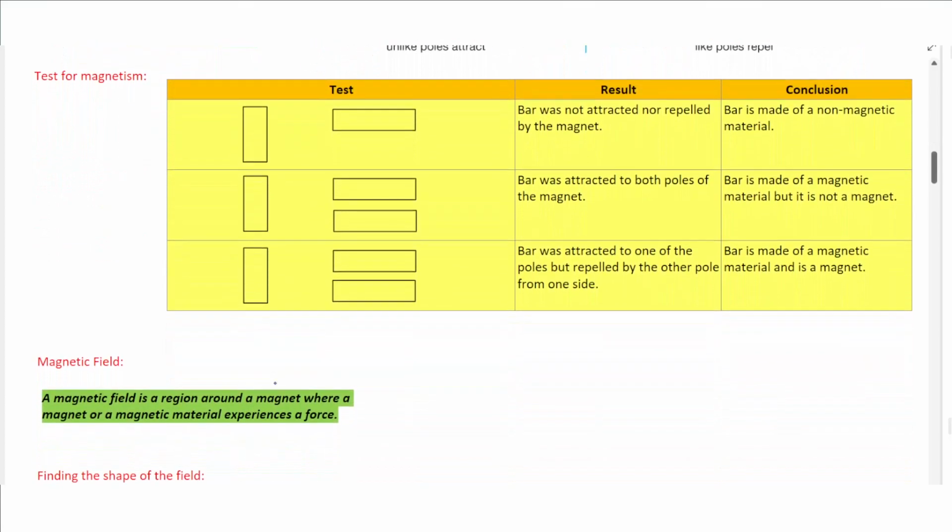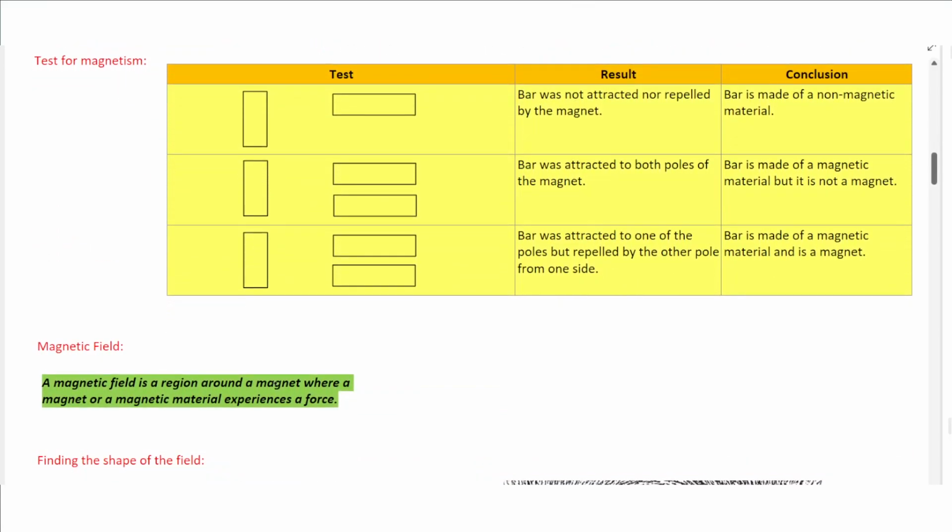To test if an object is a magnetic material or non-magnetic material, just place a magnet near the metal or the object. If there is no attraction, it is a non-magnetic material. If it is attracted by both poles from the same side, for example, if you place the north and south pole of a magnet near one side and both get attracted, that's a magnetic material, but it is not a magnet. It does not have its own north and south poles. But if you place the north and south, one attracts and one repels, that's a magnet.